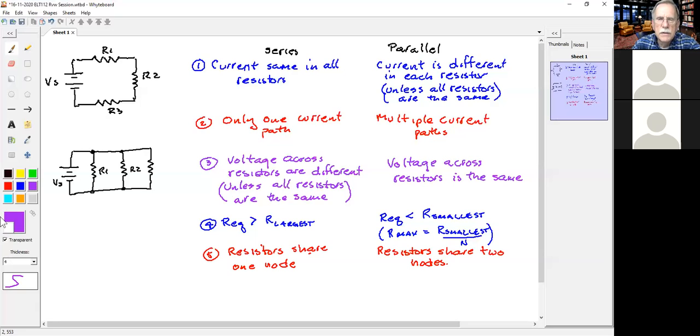Let me see if there's anything else we usually talk about. I think that's pretty much the key ideas. So the big things to remember is that in a series circuit, the current's the same, but in a parallel circuit, the voltage is the same, right? So series, the current stays the same. Parallel, the voltage stays the same. In a parallel, the currents are different. And in a series, the voltages are different unless the resistances are all the same.